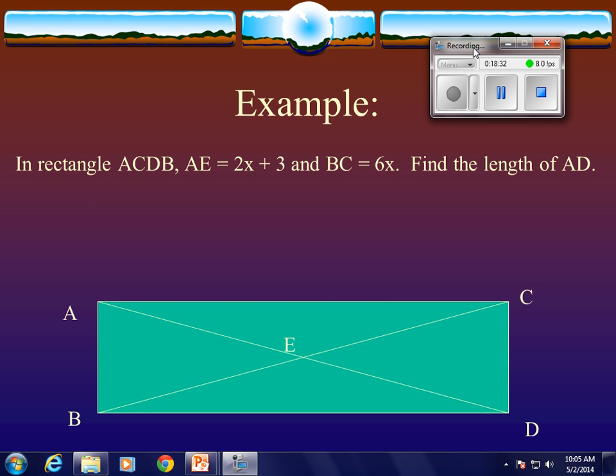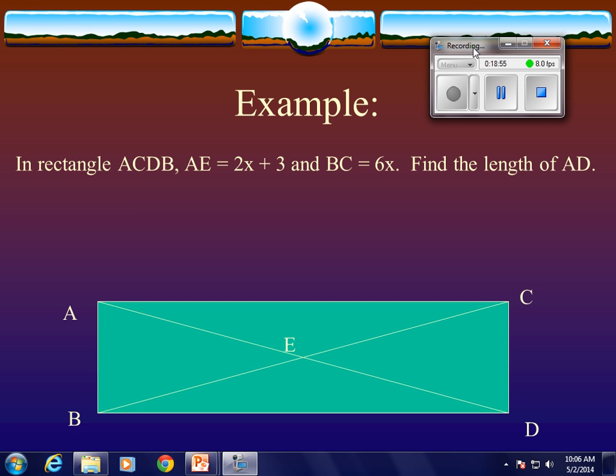All right, notice when I named this, I just wrote rectangle ACDB. There is no symbol for rectangle. So if you see that little symbol, what do you know the shape is? Parallelogram. No matter what other shape it might be, you know at least it's a parallelogram. But that's the only one that we have a symbol for.